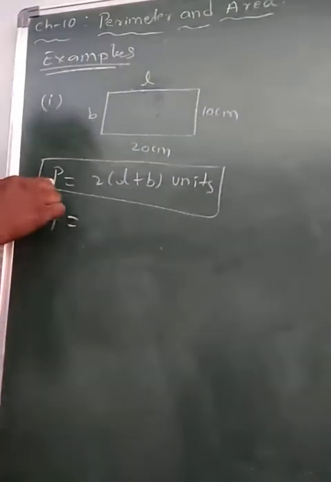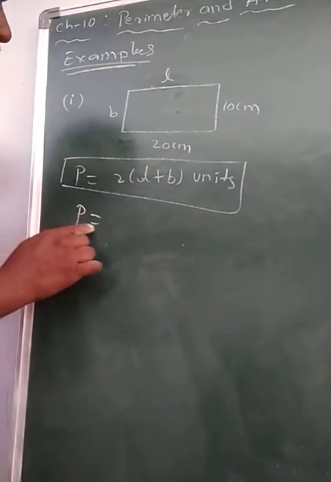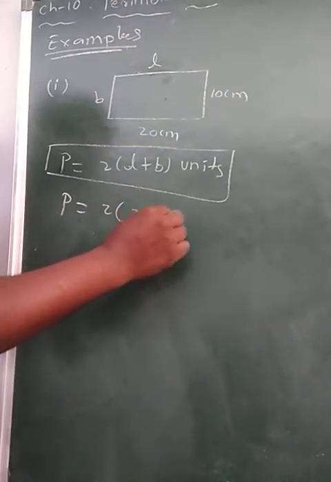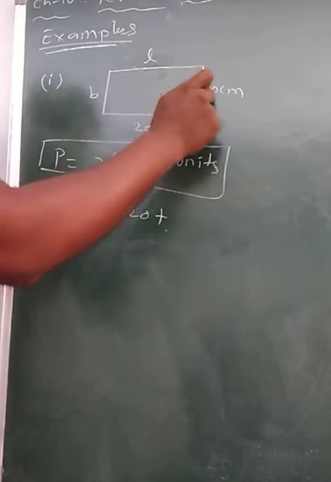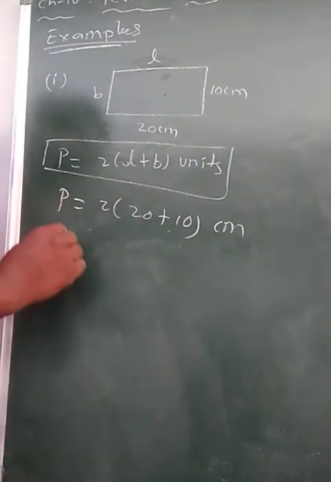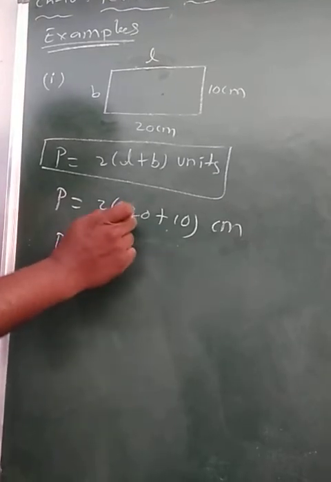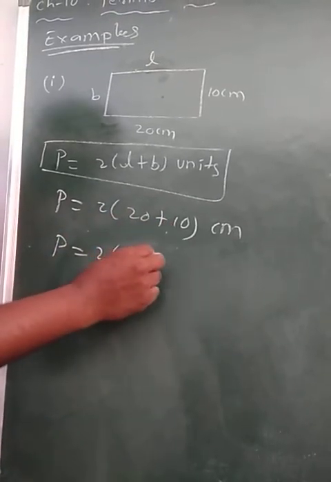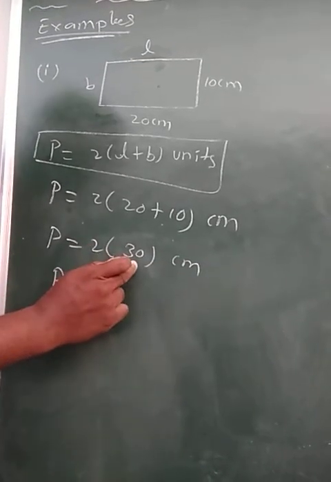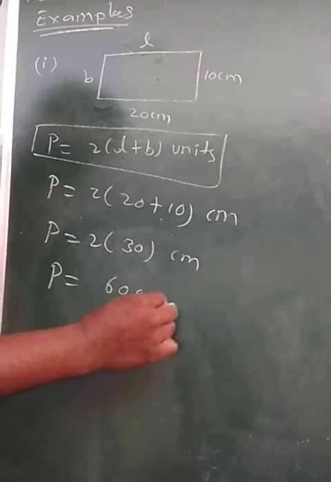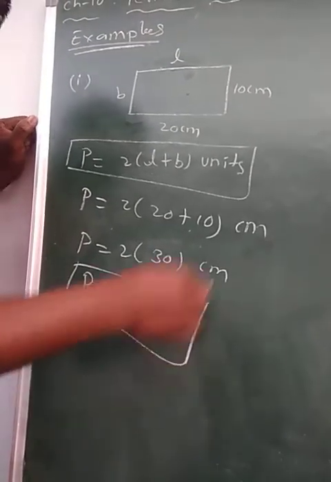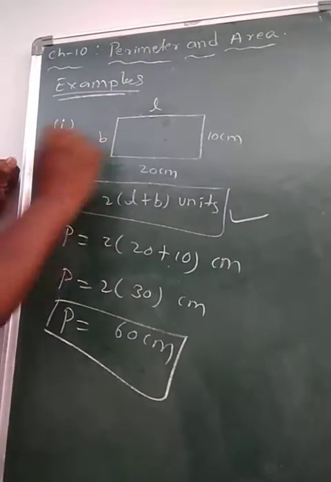Perimeter P is equal to 2 of L, the length of the rectangle is 20 centimeter, plus the breadth of the rectangle is 10 centimeter. When units are given, here we write centimeter. So perimeter is equal to 2 of 20 plus 10, that is 30 centimeter. So P is 2 times 30, that is 60 centimeter. You get 60 centimeter. So this is the perimeter of a rectangle formula.